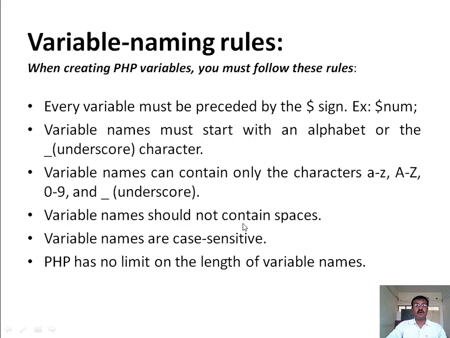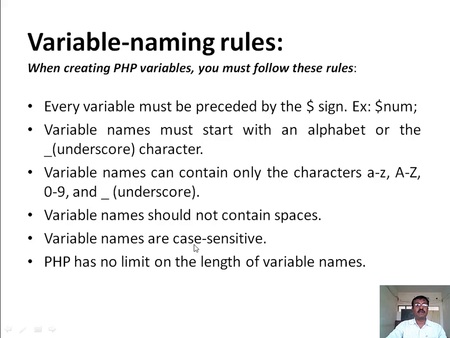Variable names should not contain spaces. In between your variable names there should not be any white space or empty space. If it is very much required, we can use an underscore between the two names, like first name and second name. In that case, you may use an underscore between your first name and second name. Apart from that, a variable name should not contain any white spaces.